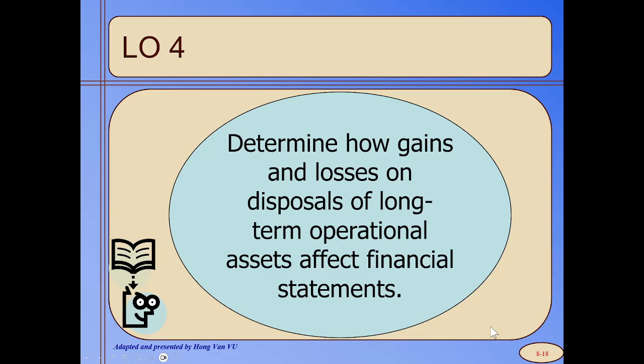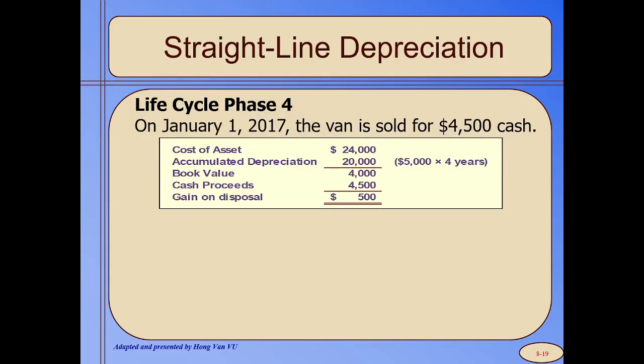So now we determine how gains and losses on disposal of long-term operational assets affect the financial statements. At the end of the asset's useful life, we determine its book value as the cost minus accumulated depreciation. In our case, the book value is 4,000.